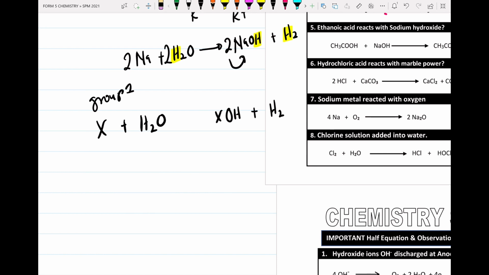How to balance the equation? Check the number of hydrogen atoms. Okay, 3, so make it an even number, so make it 4. Then X is 2, X is 2. Hydrogen here total 2 plus 2 is 4, so hydrogen 2 times 2 is 4. So that's the one I wrote here.